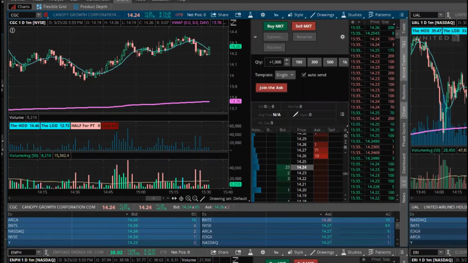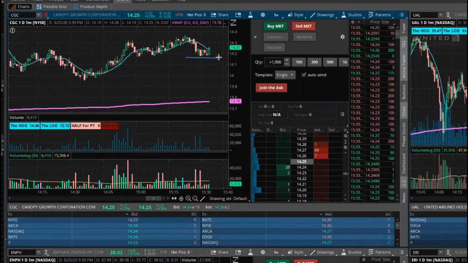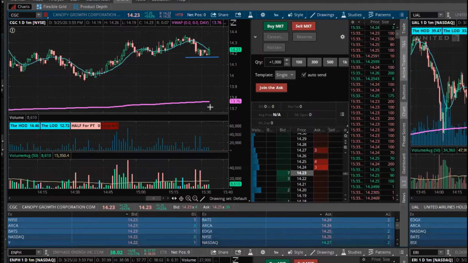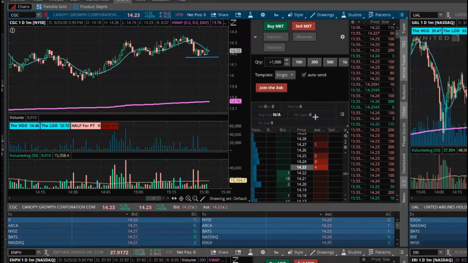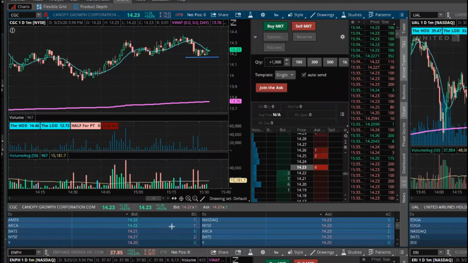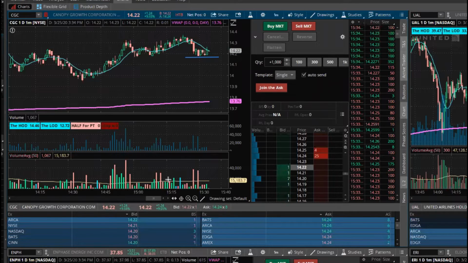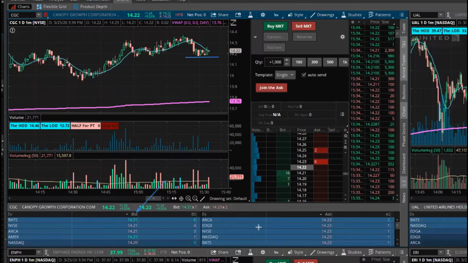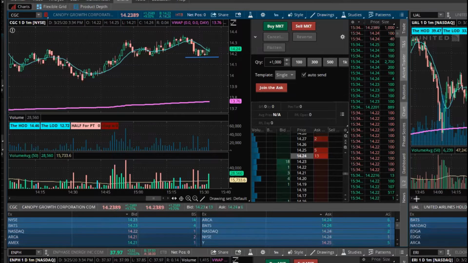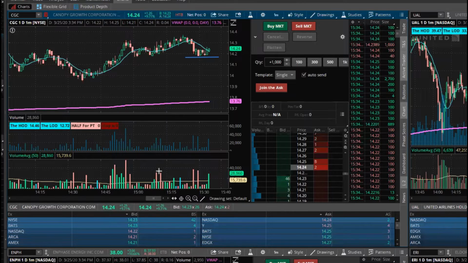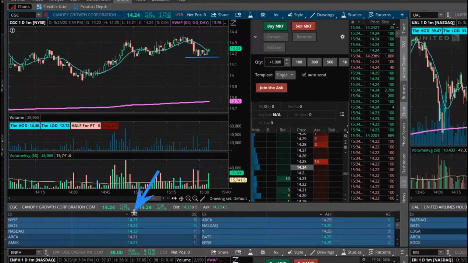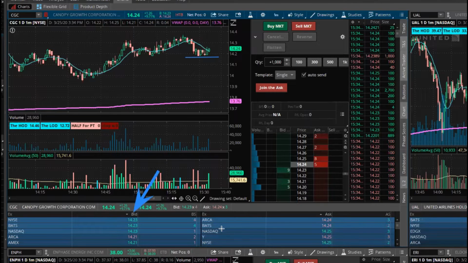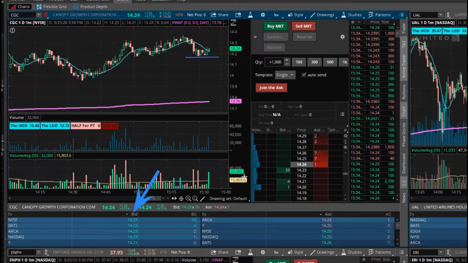Okay, so now let's move on to live examples. We have CGC here, which has a big buyer at this 14.17 area. So now we're looking to short under 14.17. What we want to do is look at the level 2 and look at the bid. As soon as the bid goes under 14.17, that's when we want to click our sell button to short this stock. So we're going to wait until the bid breaks 14.17, then we're going to short the stock.